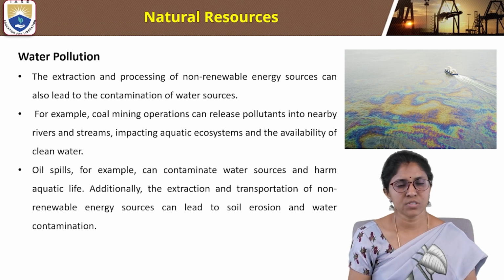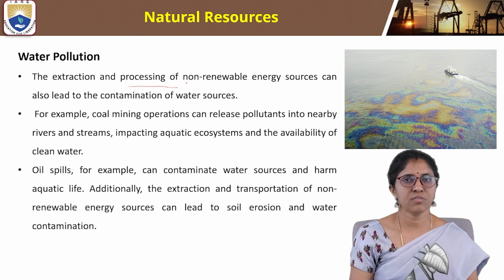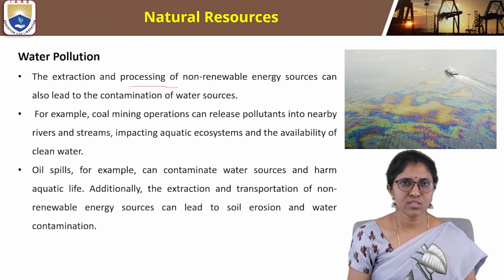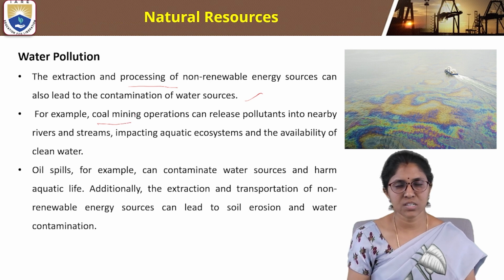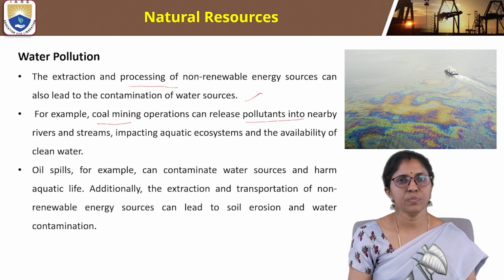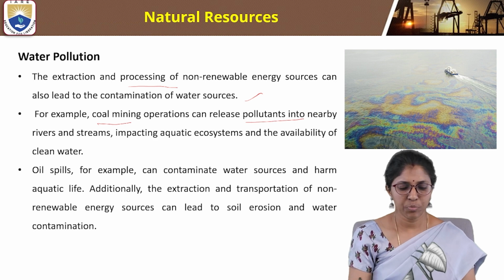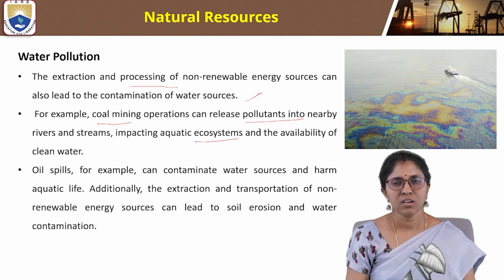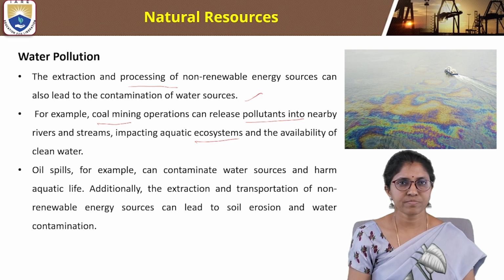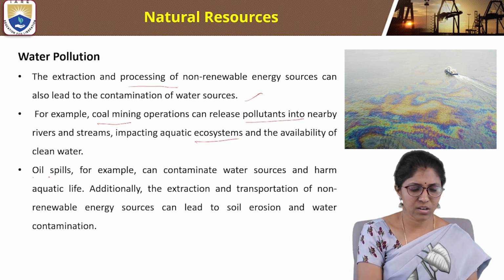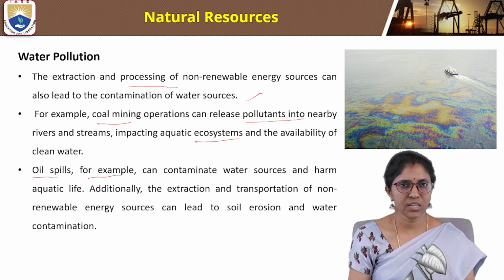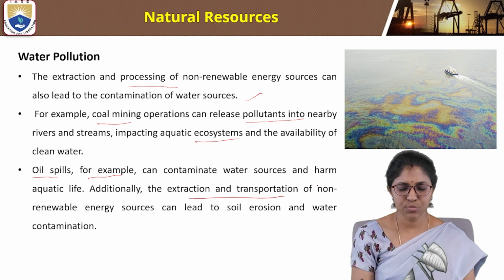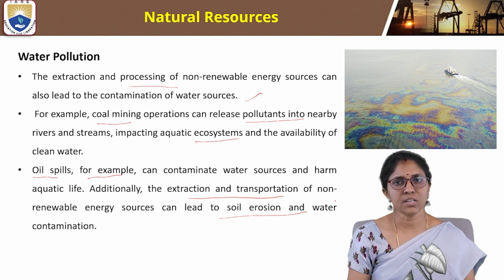Next is water pollution. The extraction and processing of non-renewable energy sources can also lead to the contamination of water resources. For example, coal mining operations can release pollutants into nearby rivers and streams, impacting aquatic ecosystems and the availability of clean water. Oil spills, for example, can contaminate water sources and harm aquatic life. Additionally, the extraction and transportation of non-renewable energy sources can lead to soil erosion and water contamination.